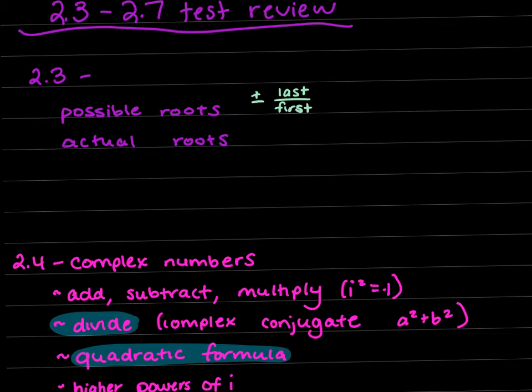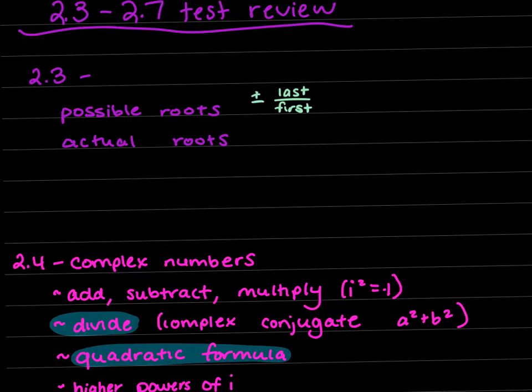In order for that to work, it's got to be in decreasing degree order. So I'm going to write it in decreasing degree order, find the factors of the last term, put them over the factors of the first term, and list all my possible roots. That will be a question. This is one of the questions you're going to get on Thursday.